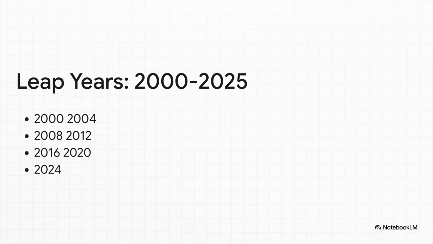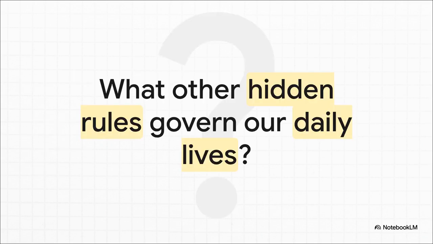Mission accomplished. And that's really the bigger picture here. This wasn't just some abstract puzzle. This is the very logic that keeps our calendars in sync with the Earth's orbit. It's a hidden rule running quietly in the background of all our lives. And it kind of makes you wonder, what other elegant hidden rules are out there quietly governing the world all around us?